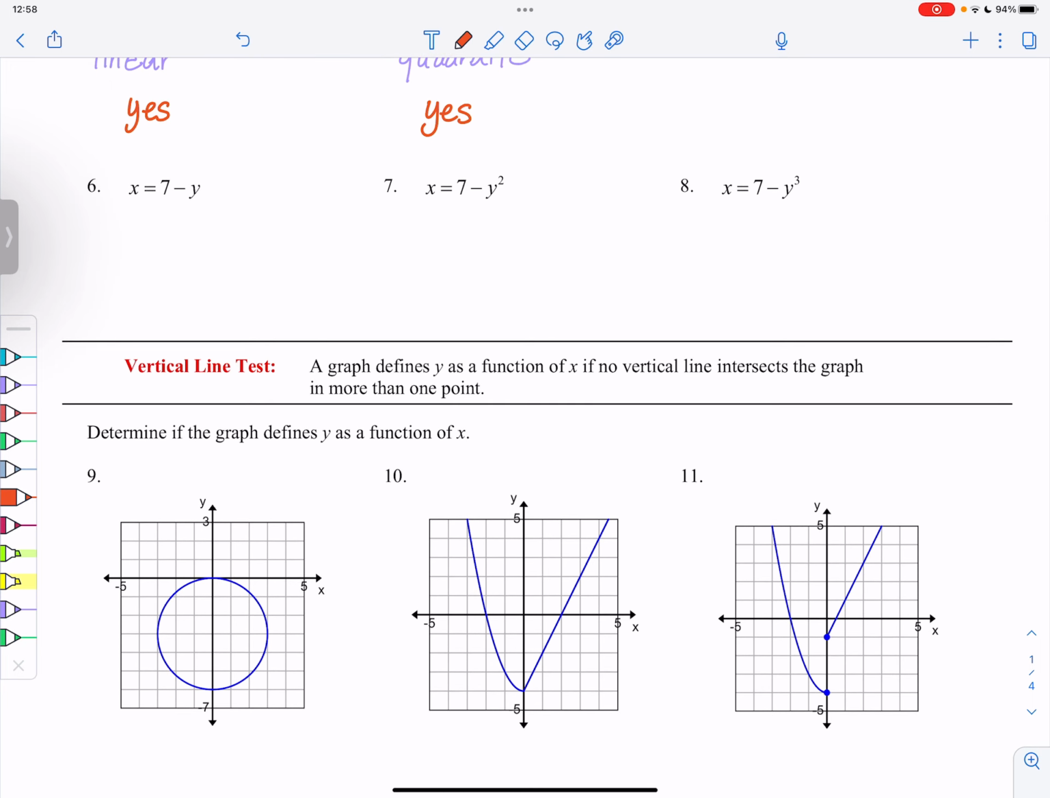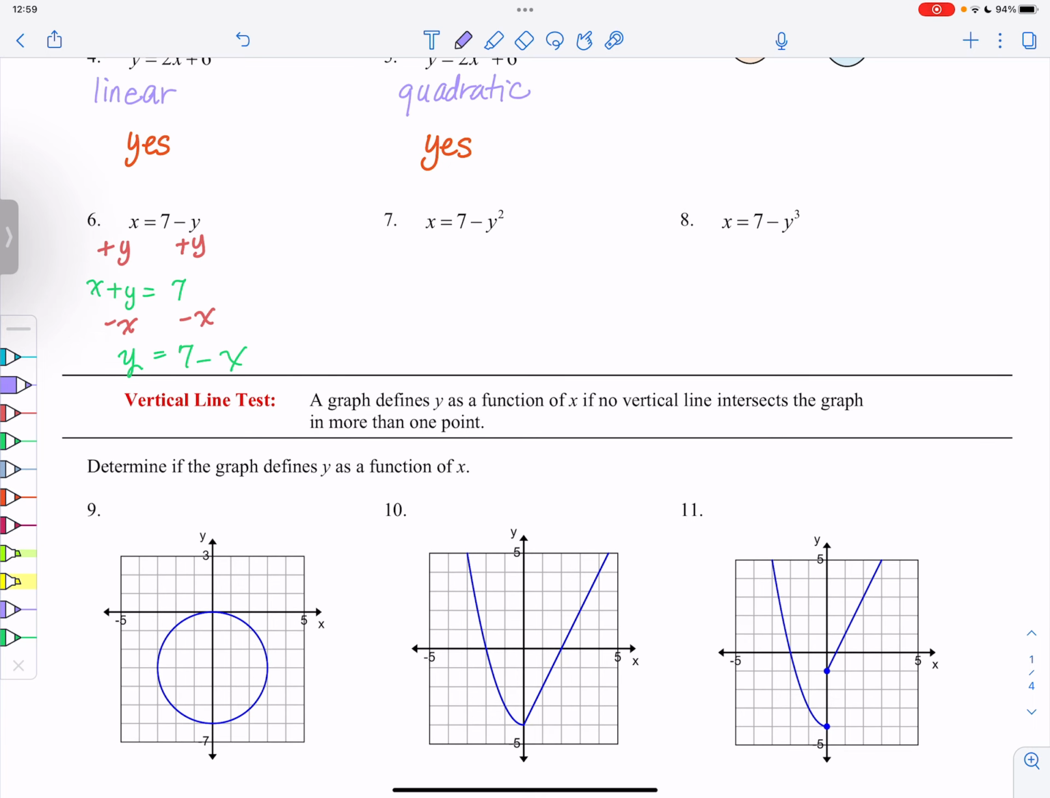Now, looking here, as you can see in number 6, let's go ahead and rewrite this. So let's add y to both sides. And then let's go ahead and subtract an x. So we will have y is equal to 7 minus x. And here again, we have linear. For every x value, there is a unique y value, and this is yes.